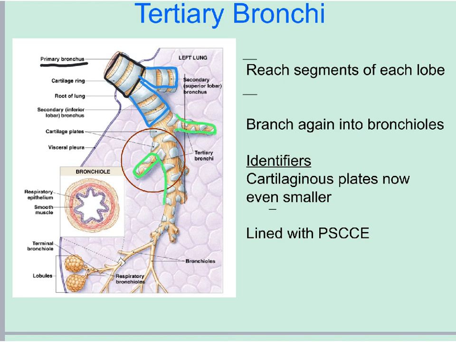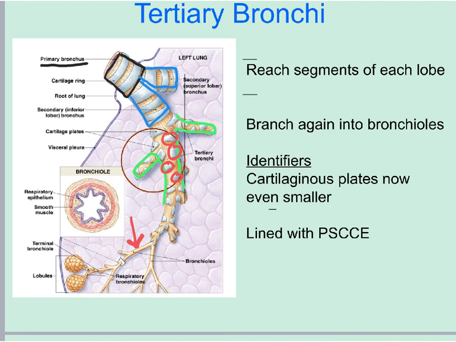here, here. And one of the things you'll notice again is that these hyaline cartilage plates are just getting smaller and smaller, until when you get all the way down to here, these aren't bronchi, they're what we call bronchioles. But when you get all the way down to there, those hyaline cartilage plates are missing altogether.